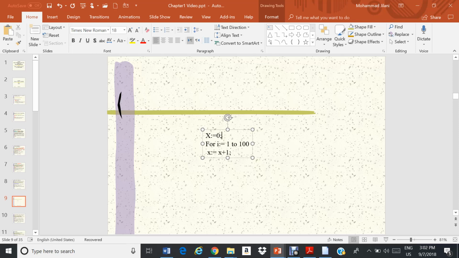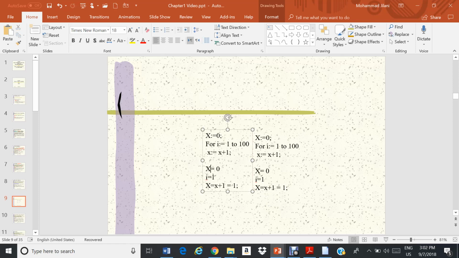Every time I have a new iteration, the counter changes, starting with 1, x now equals x plus 1. Let me go through the execution now. X equals 0. Then I equals 1. Then x equal x plus 1 equals 1. That's iteration number 1. Let me do another here.